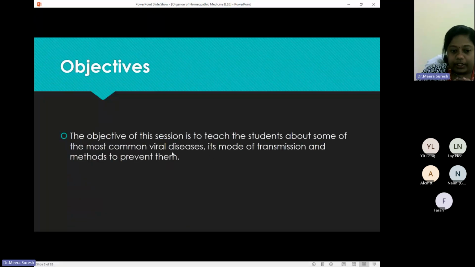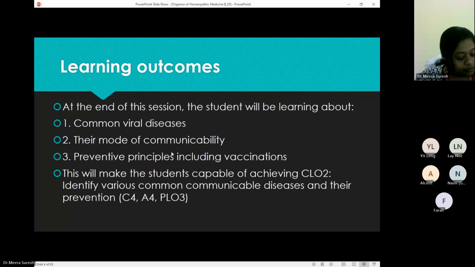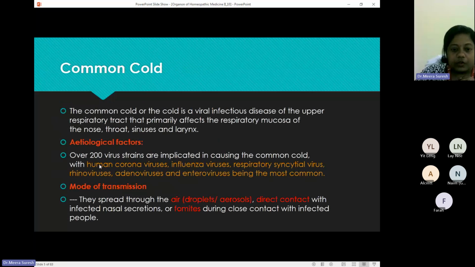So the objective is mainly to study the viral diseases, their transmission, and methods to prevent them. Starting with the common cold, which is very common, it is a viral infectious disease affecting the upper respiratory tract. It mainly affects the respiratory mucosa of the nose, throat, sinus, and larynx.